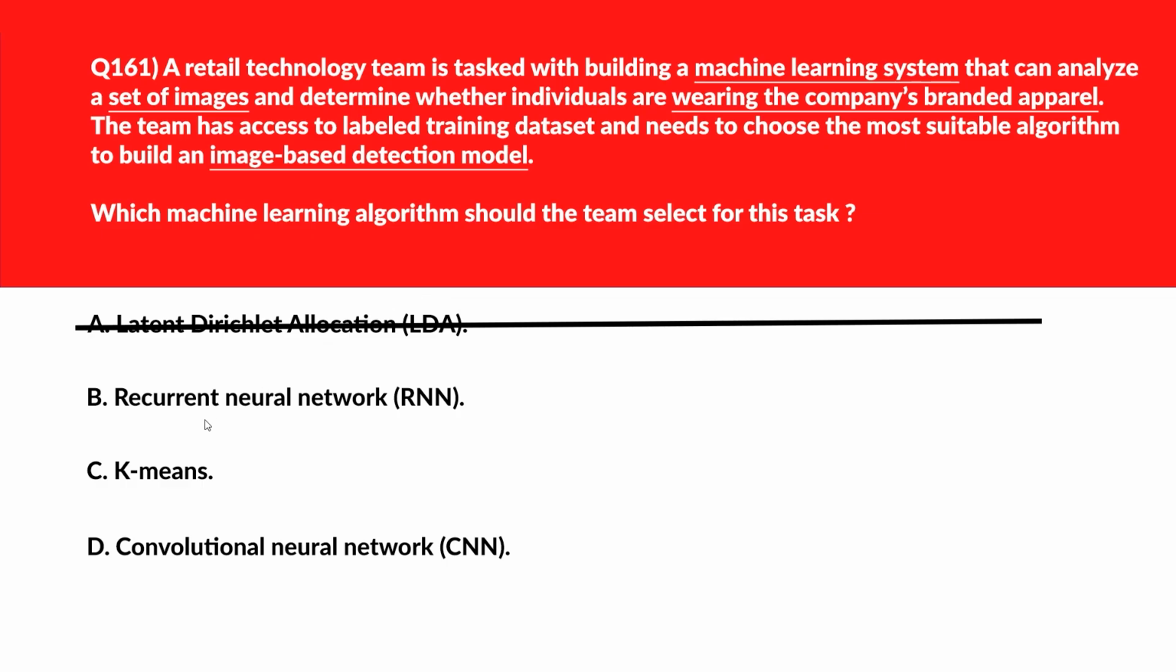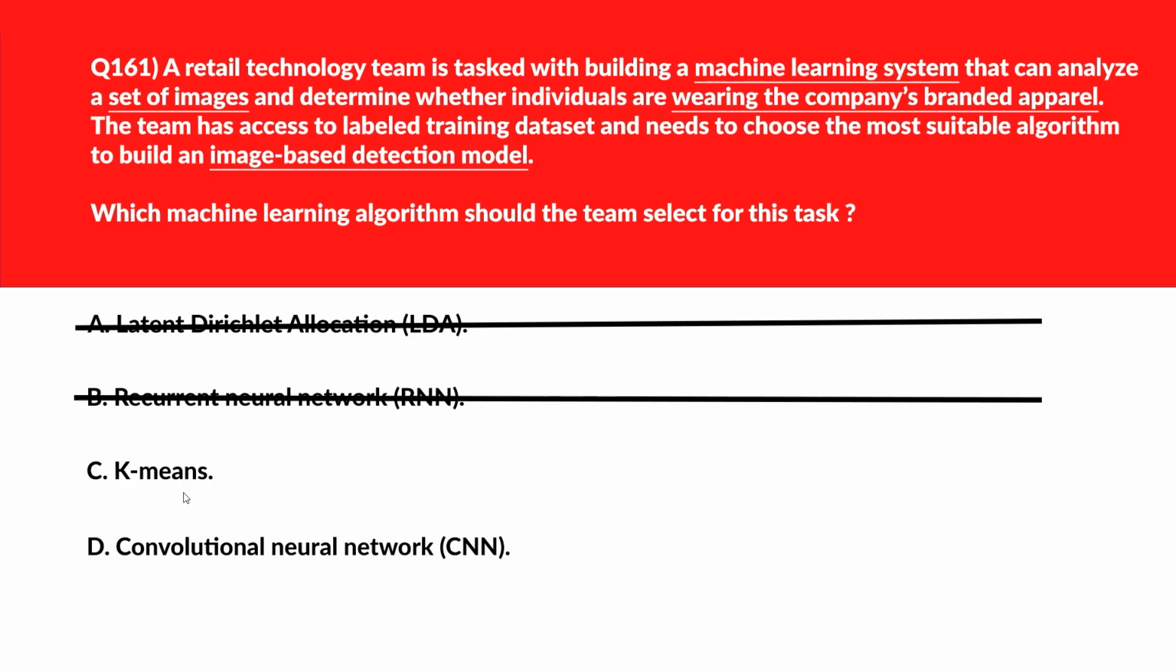We'll move to B. B says recurrent neural network known as RNN. RNN are suited for sequential data like time series or language, not static image classification. We'll delete it. We'll move to option C.